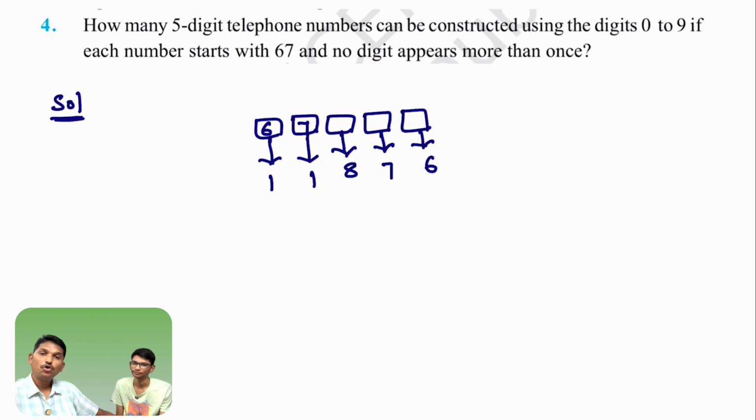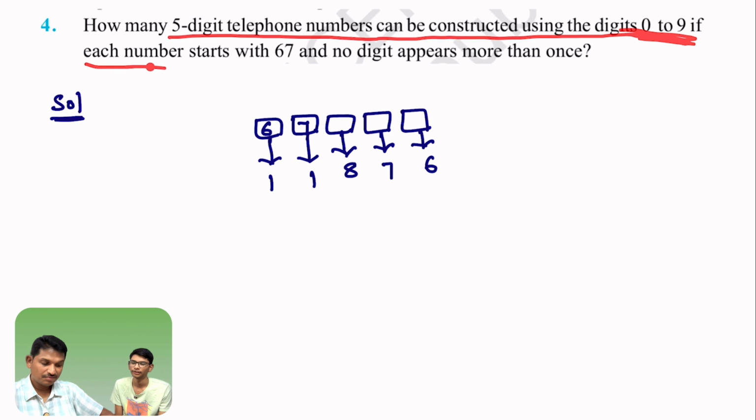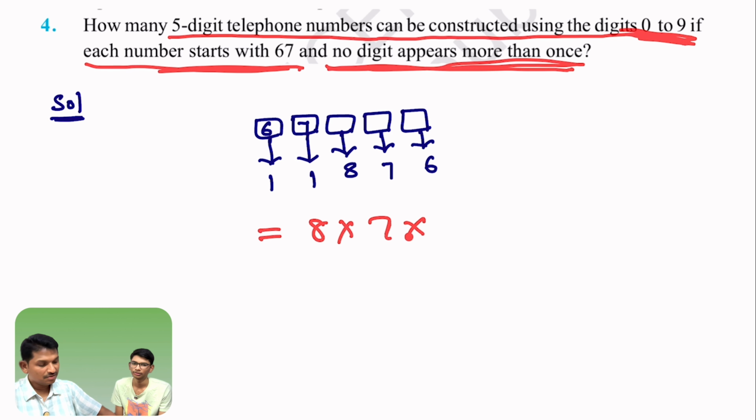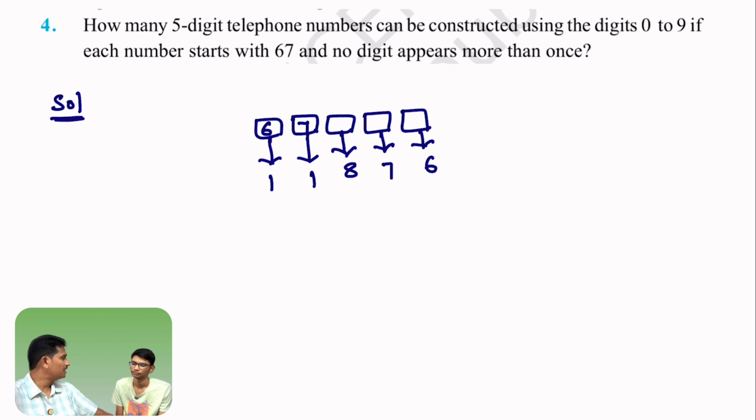So, what do you say finally? Therefore, by the fundamental principle of multiplication, the total number of 5-digit telephone numbers that can be constructed by the digits 0 to 9, if each number starts with 67 and repetition is not allowed, equals 1 into 1 into 8 into 7 into 6. If you multiply all these, whatever number you get, that many 5-digit telephone numbers can be constructed. Right? This is the general way of understanding this question.